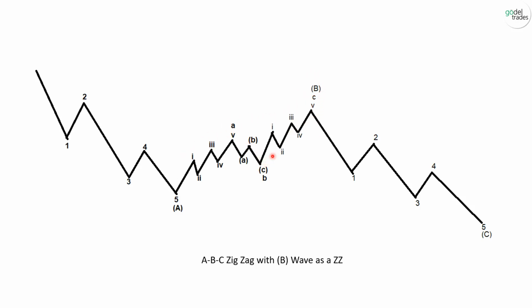That makes your three-wave move in B. So 5 down of A, 3 up of B, 5 down of C. 1, 2, 3, 4, 5, A, B, C. 1, 2, 3, 4, 5. Within B here, you've got its own zigzag. 5 up of A, 1, 2, 3, 4, 5. A, B, C for B, 1, 2, 3, 4, 5.